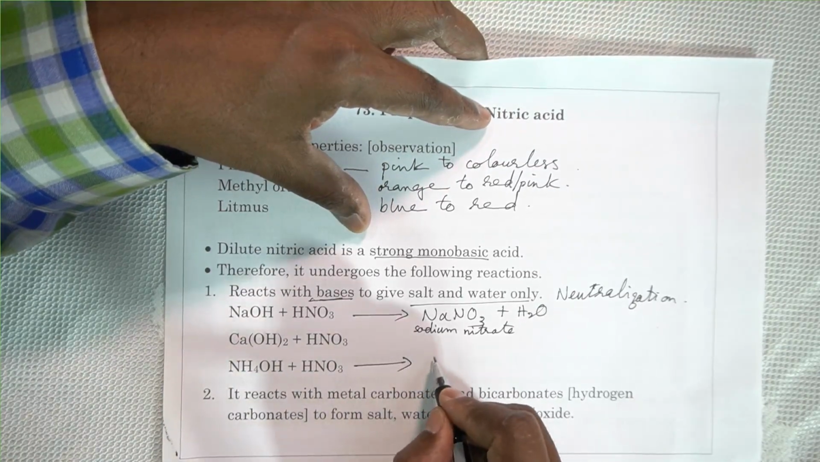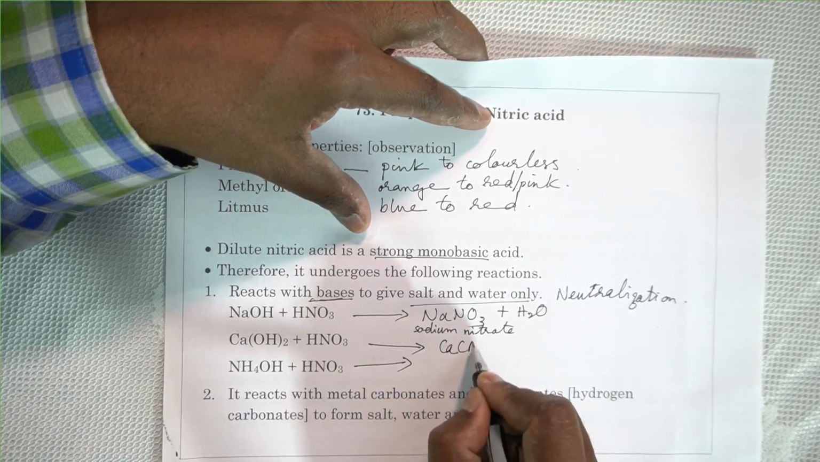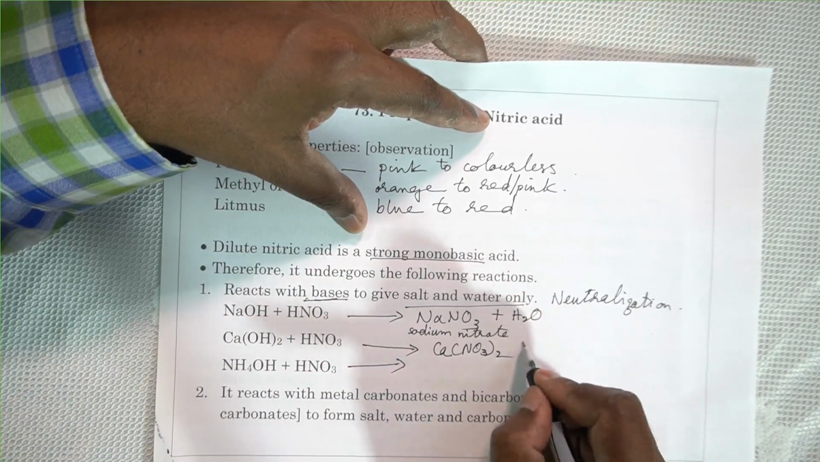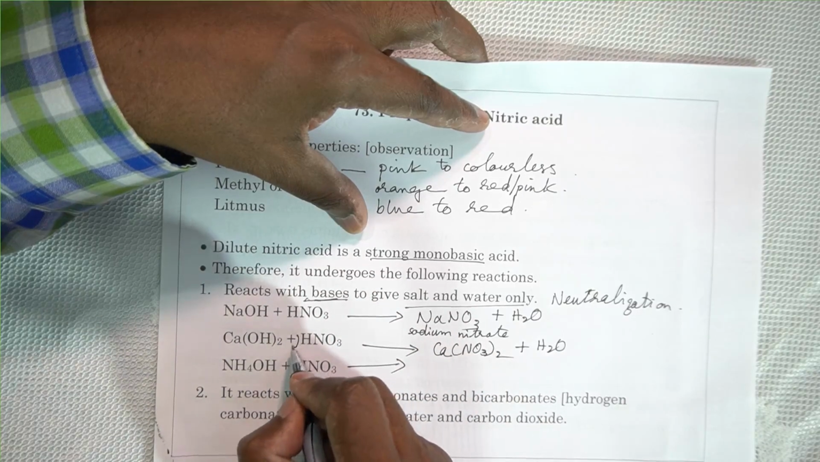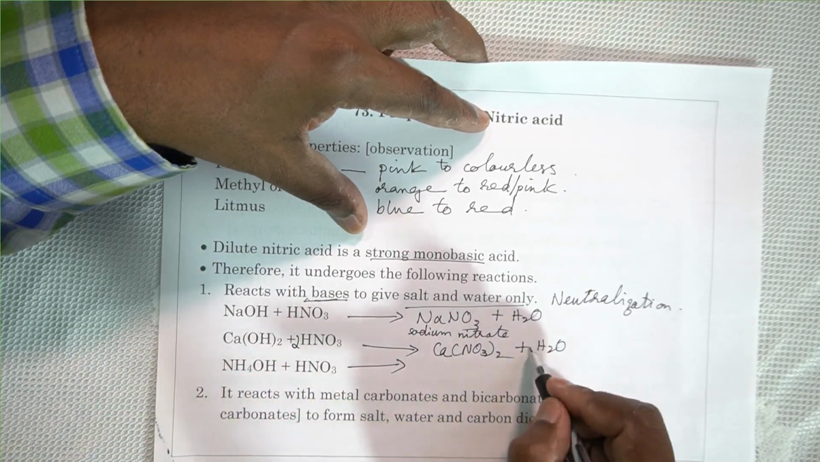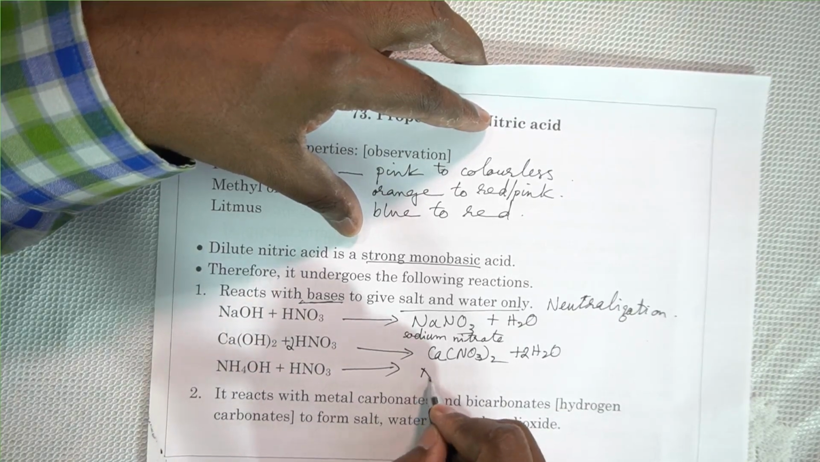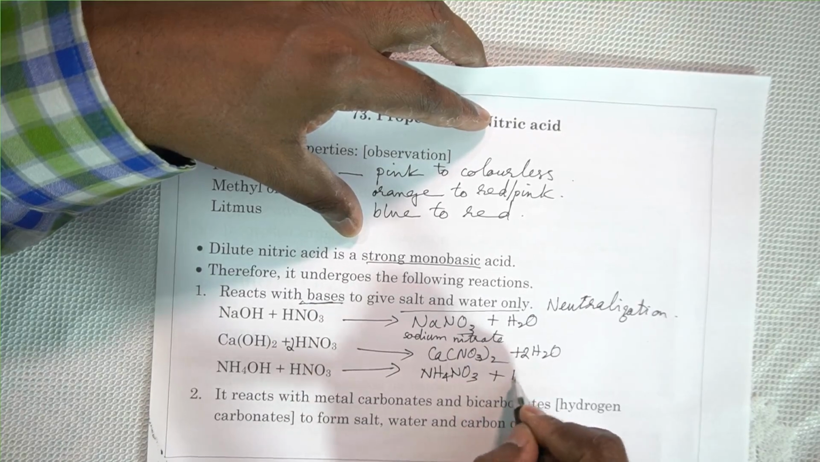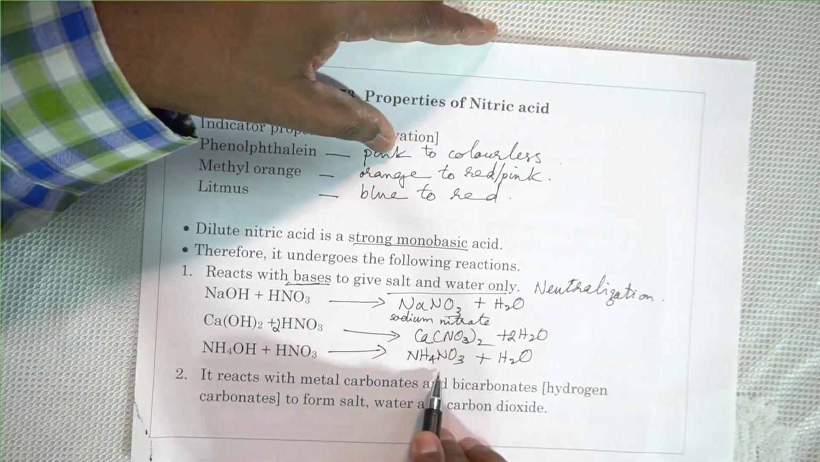Here we have calcium nitrate, Ca(NO3)2, plus H2O. Here we need 2 HNO3 and you get 2 H2O. Next, ammonium hydroxide will give ammonium nitrate, NH4NO3, and H2O. So this way we get salt and water: sodium nitrate, calcium nitrate, ammonium nitrate.